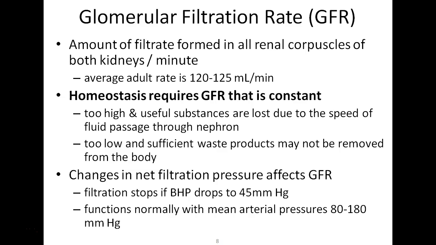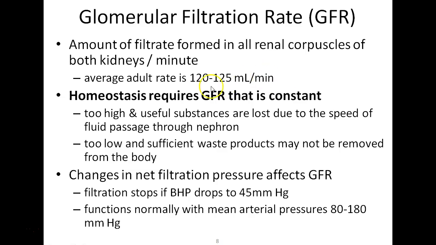So glomerular filtration rate. So again, that's going to be the amount of filtrate formed in all the renal corpuscles of both kidneys, and that's again told per minute. As a general rule of thumb, the average adult rate is 120 to 125 milliliters per minute. And homeostasis requires that GFR is constant. You might recall that we're looking for a delicate balance in the human body.